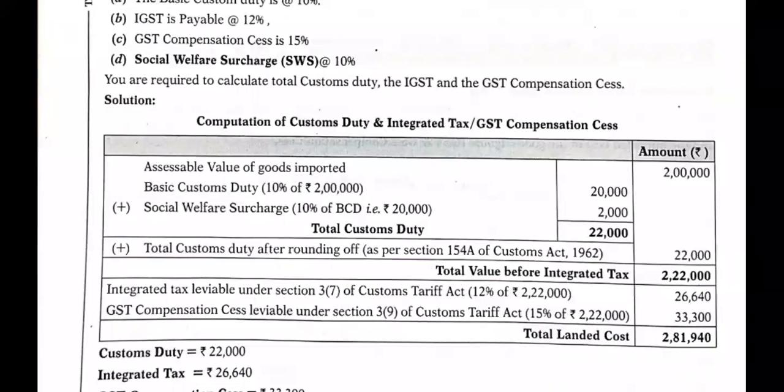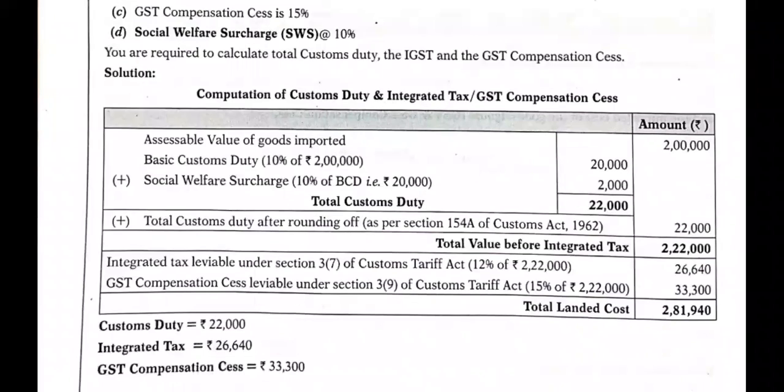The custom duty is 22,000. The integrated tax we need to pay is 26,640, and GST compensation cess is 33,300 rupees.